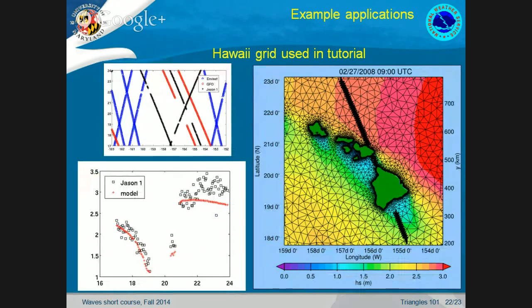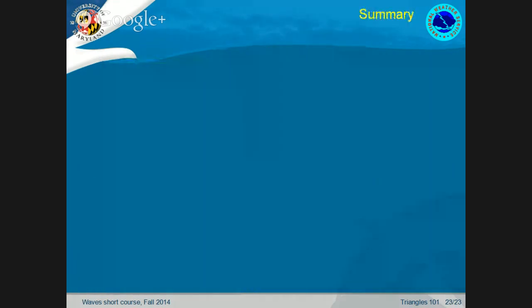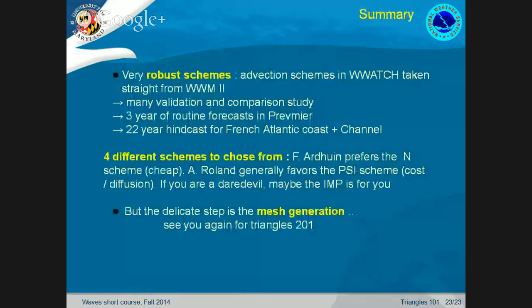And yeah, that's it. So that's triangles. So we've been working with these triangles for almost 6 years now. And it's been included in Prévimère for, yeah, it's more than that now. It's been 3 or 4 years. So we had the Signcast of 20 years. There was the Omer project. And as I said, there's 4 different schemes to choose from, and we prefer here to use the N scheme.